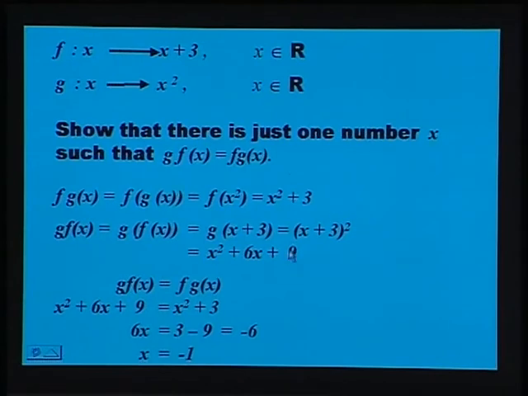And then we equate both, since we are told to equate both in the question, and we solve to find x equal to minus 1. So there is only one value of x in the domain which will make g(f(x)) equal to f(g(x)). So g(f(x)) is not always equal to f(g(x)). Remember, for f(g(x)), g is used first and then f. For g(f(x)), f is used and then g.